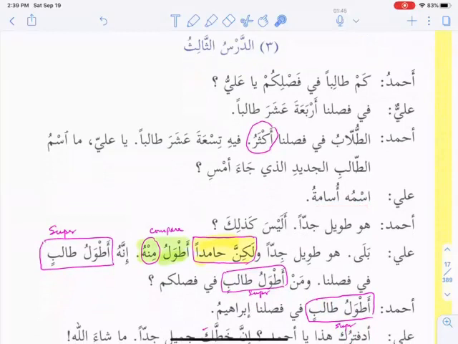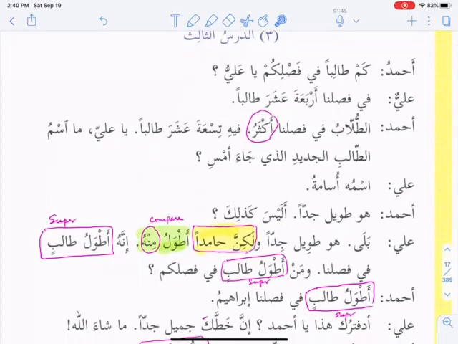Ahmad says, Huwa tawilun jiddan. He is very tall. Alaysa kadhalik? Isn't it so? Bala. This is the answer of Laysa Khalal. Bala means yes. Huwa tawilun jiddan. Lakinna, we are going to learn about lakinna.